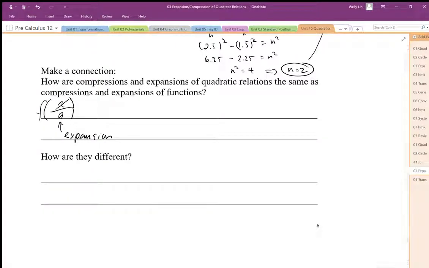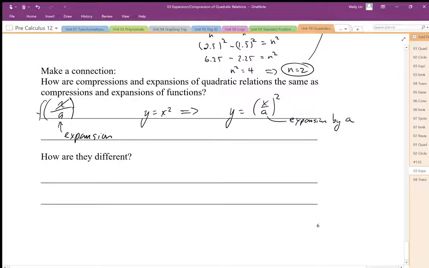So if I have, for example, y equals x squared, I know that y equals (x over a) squared. That's an expansion by a. So it works exactly the same.